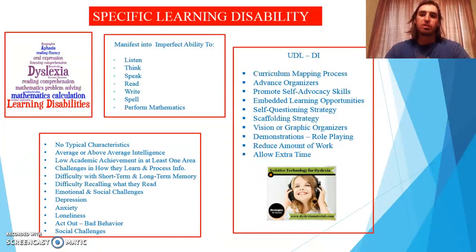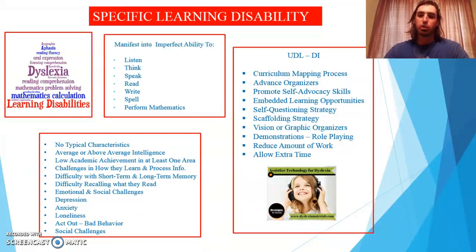Another type of learning disability is a mathematics disability. These students struggle in understanding procedural problems and fact retrieval. Many students with a learning disability have difficulty with short-term and long-term memory. They may also have emotional and social challenges. They may experience depression, anxiety, loneliness, and have bad behavior.